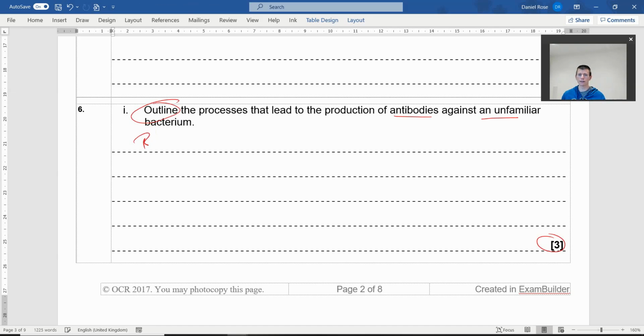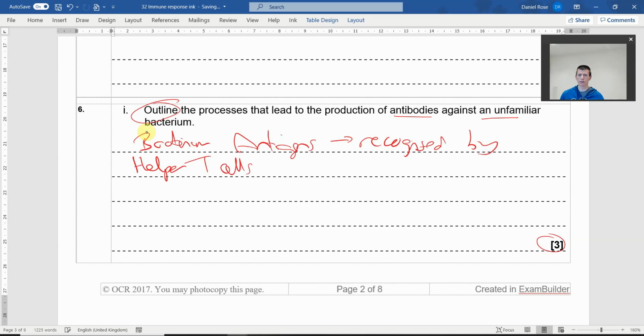So bacterium contains, I use shorthand, so it's a little bit neater because I take a lot of space up and also to save a little bit of time. So bacterium contains antigens on its surface. These are recognised by helper T cells. They're also recognised by B cells directly.